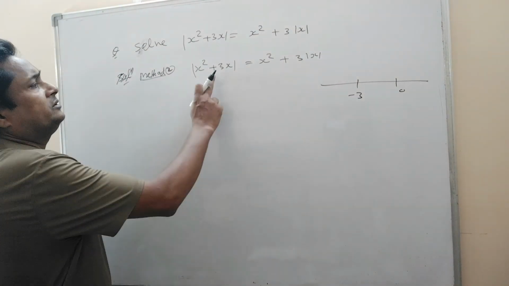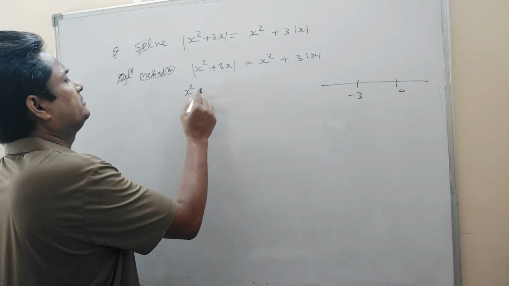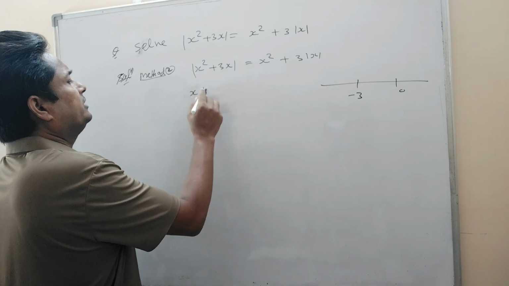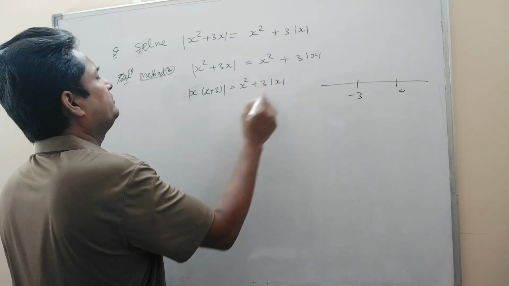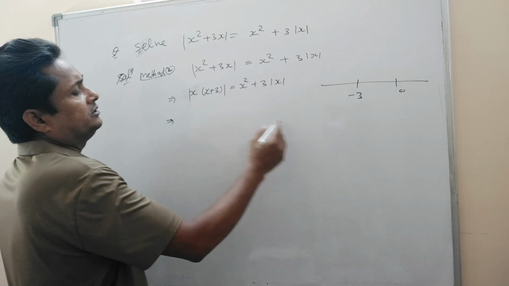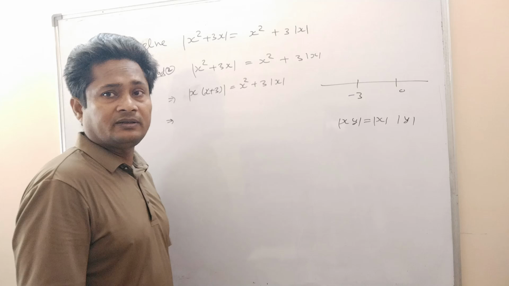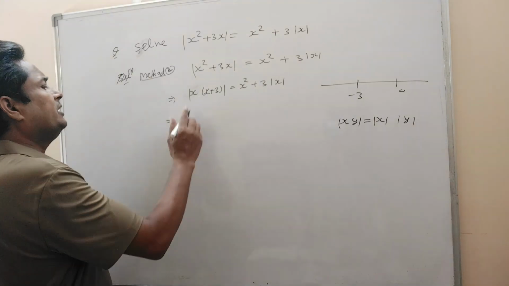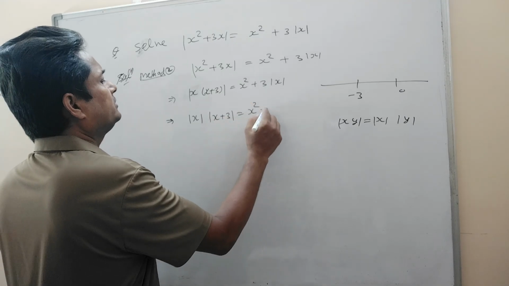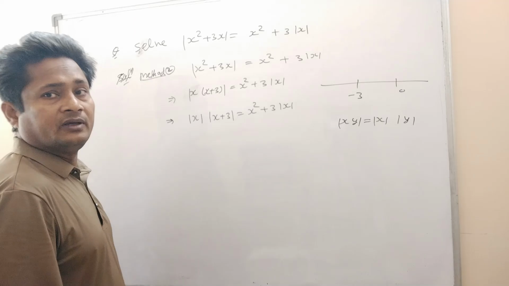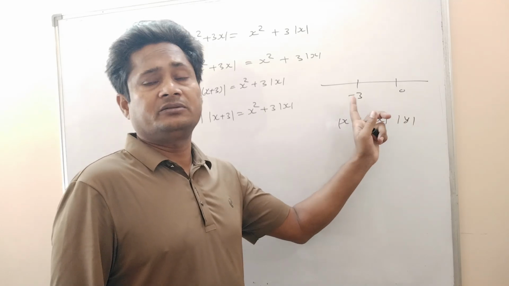Now this modulus can be written as what? Factorize this one. So this can be written as mod of x plus 3 times mod x is equal to x square plus 3 times of mod x. Now by using this property, mod of xy can be written as mod of x into mod of y. So this can be written as mod of x into mod of x plus 3 is equal to x square plus 3 times of mod x. This is the equation.